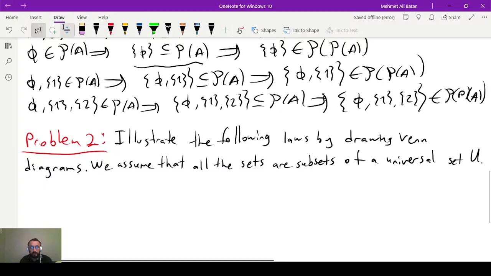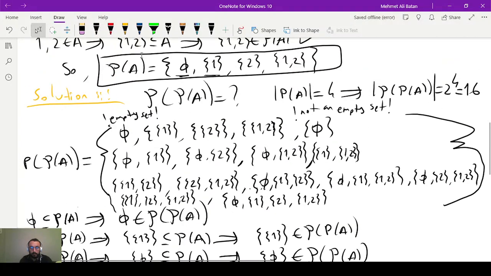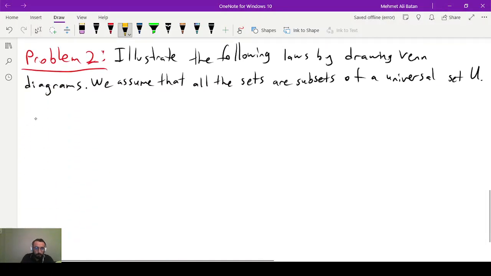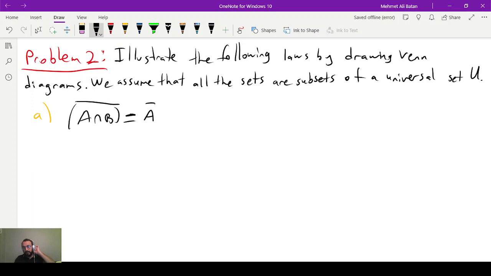So let me write the parts. Part A, which is the complement of A intersection B is equal to A complement. Of course, the A complement must also be entirely inside the universal set U, right? So the complement of A intersection B must be equal to the A complement union B complement.